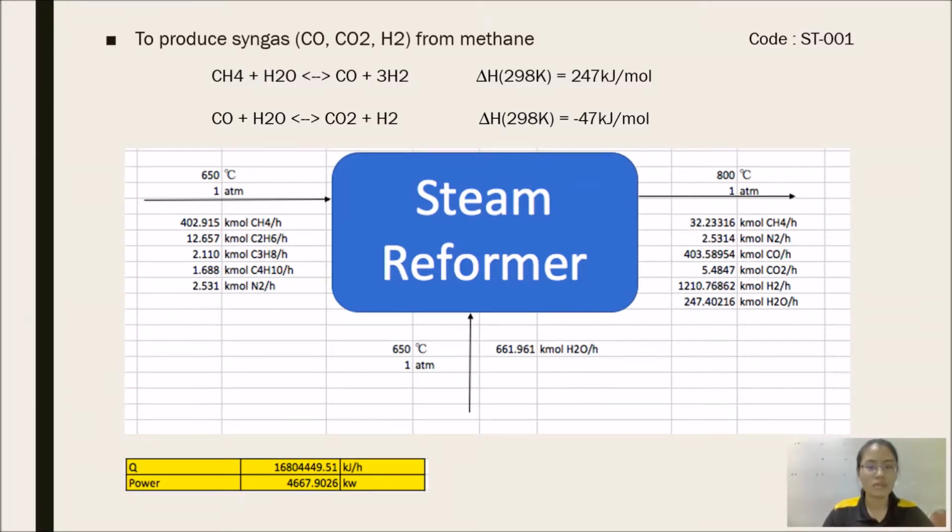The steam reformer operates at 800 degrees Celsius and 1 atm with the help of a catalyst, which is nickel oxide and magnesium oxide. So the output stream will be at 800 degrees Celsius and 1 atm. The power that we calculated is 4,600 kilowatt per hour.